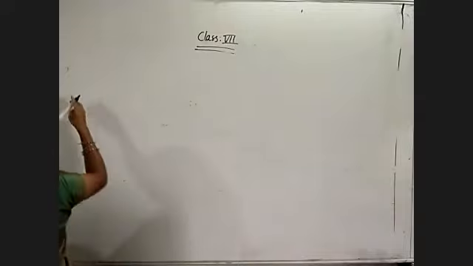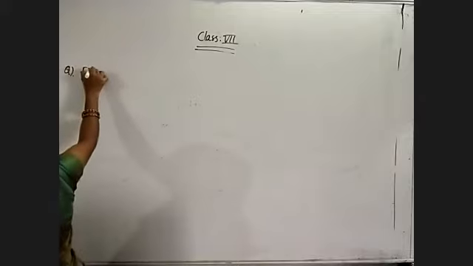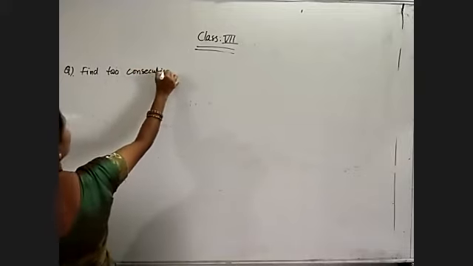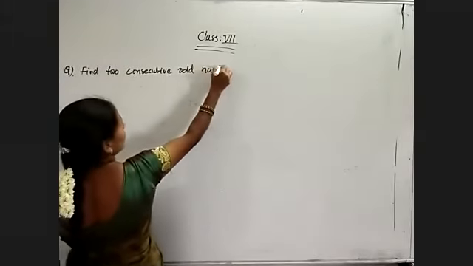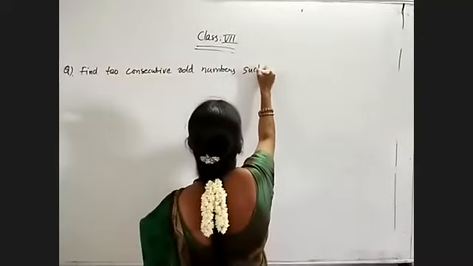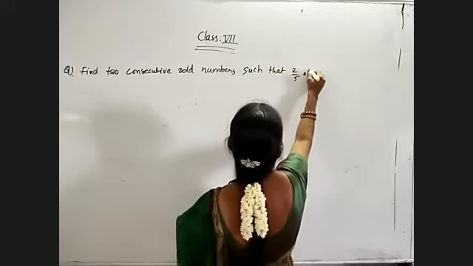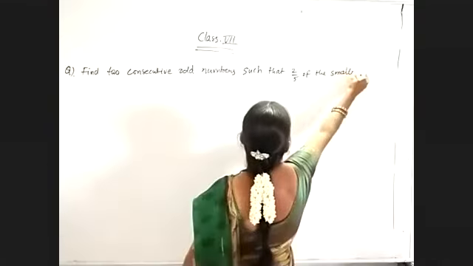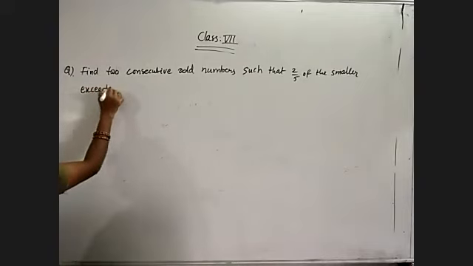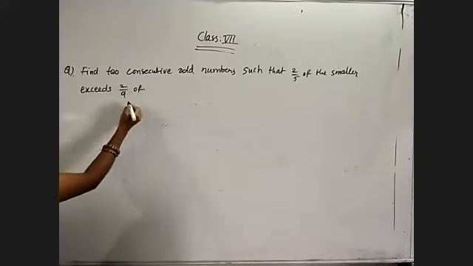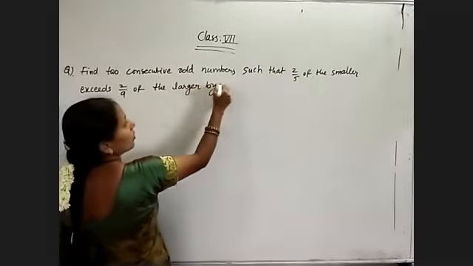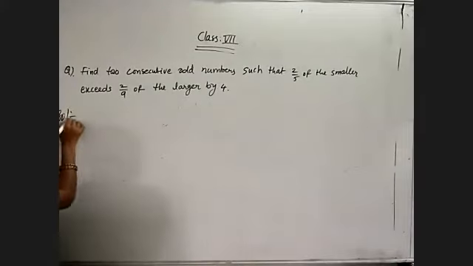Okay, observe this problem. Find two consecutive odd numbers such that 2/5 of the smaller exceeds 2/9 of the larger by 4. So this is the given statement, just observe here.